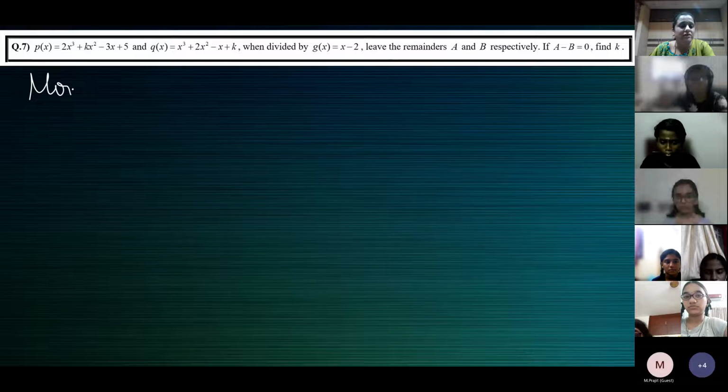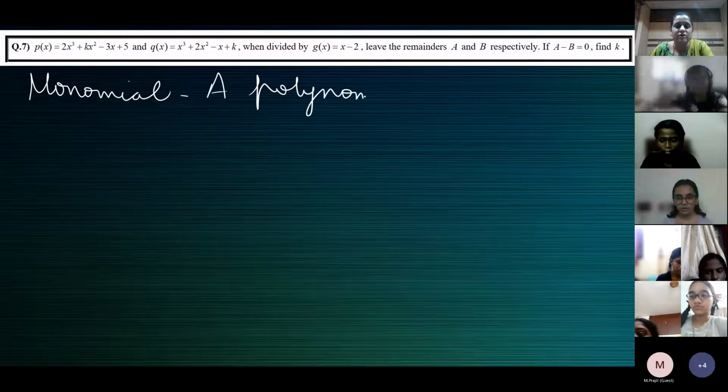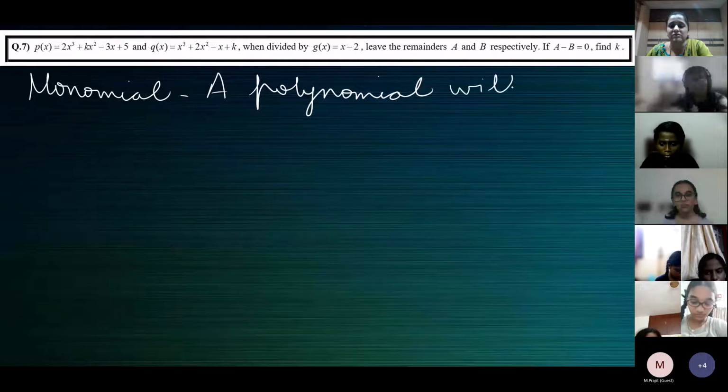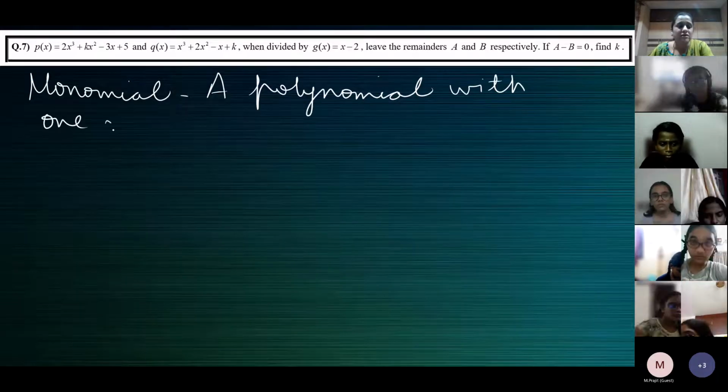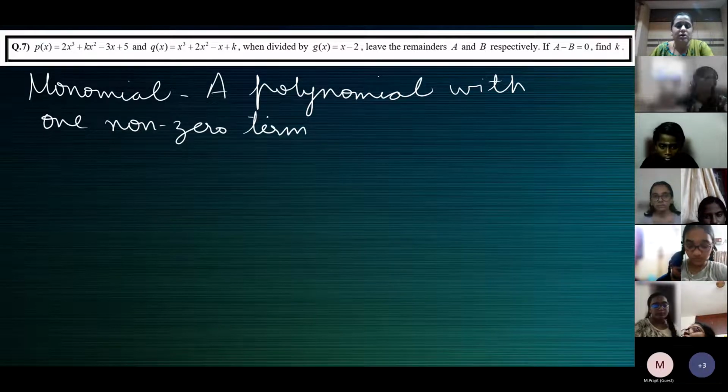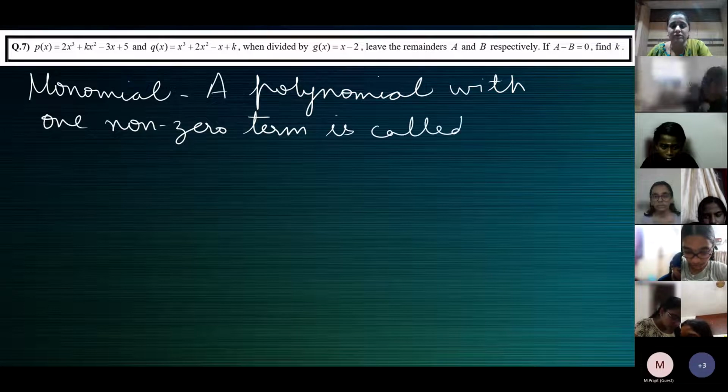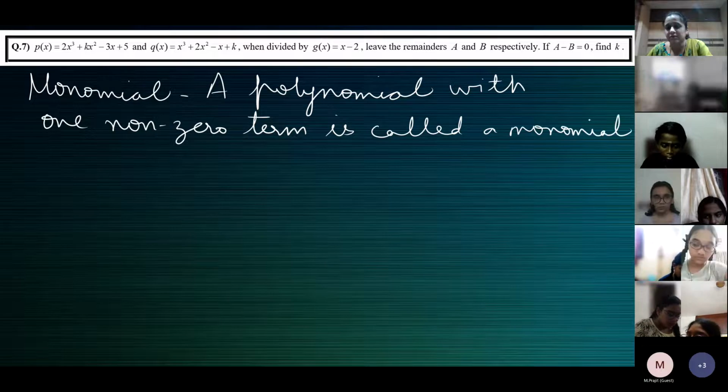what is a monomial? A monomial is a polynomial with one non-zero term. A polynomial with one non-zero term is called a monomial.